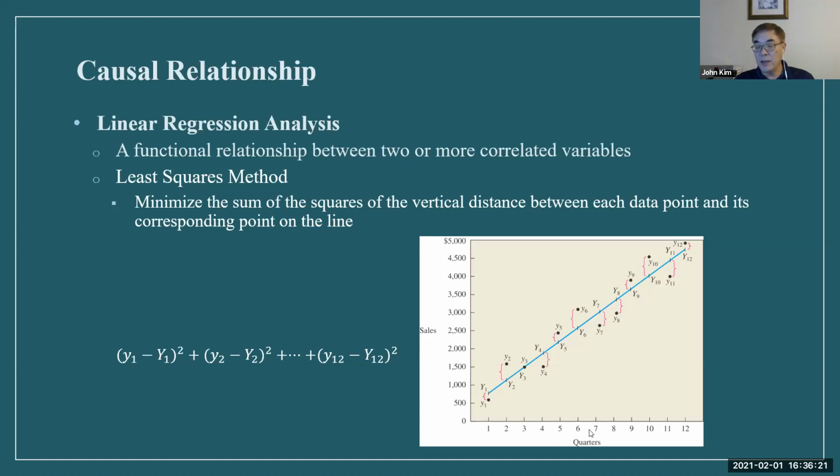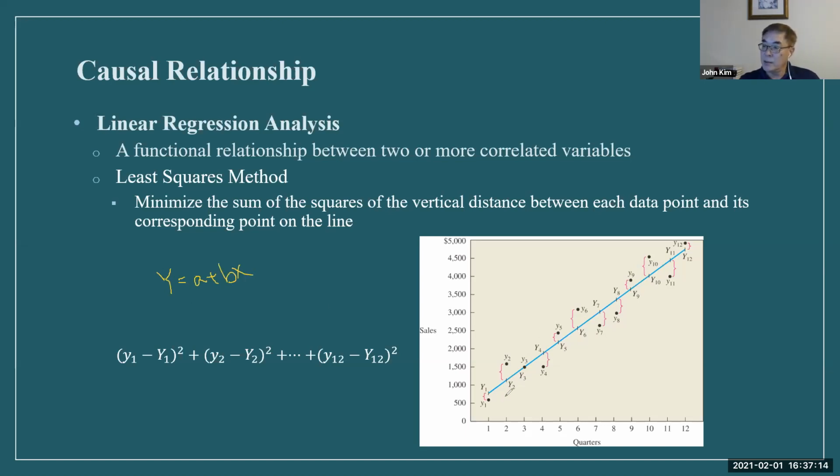So finding the X and Y variables relationship using the least square method. Least square method means these black dots are actual data, and then we try to find a certain equation. Equation y equals... This line's equation is y equals a plus bx.